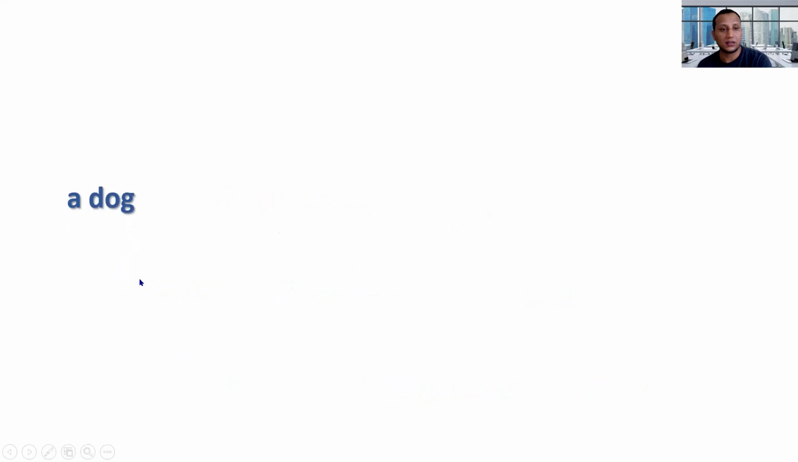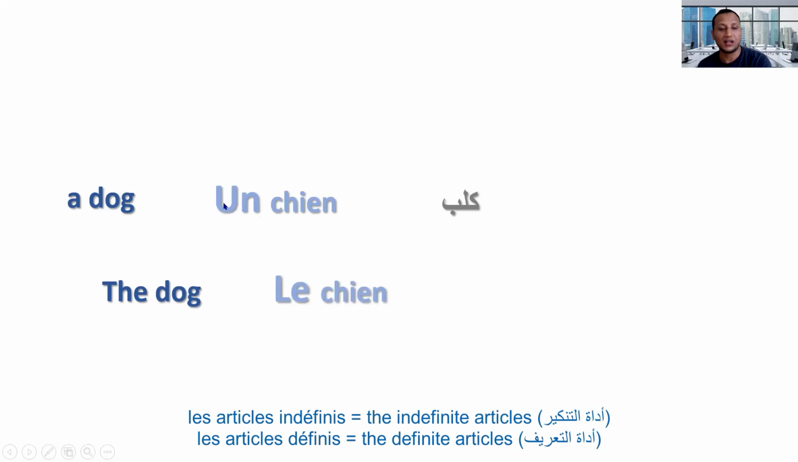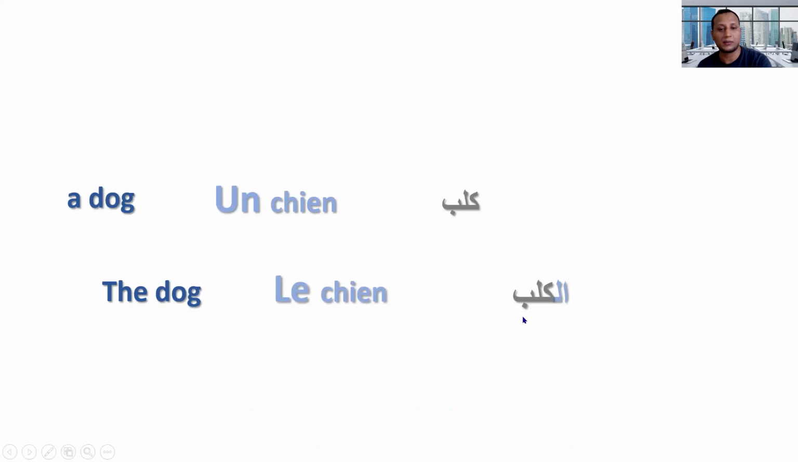Next, a dog. A dog is a masculine noun. Un chien. That's why we used an indefinite article for masculine nouns. كلب. The dog with a definite article, le chien. Okay, guys, in French, indefinite articles, les articles indéfinis, definite articles, les articles définis. ألف واللام التعريفية, الكلب. Next, plural, the dogs. Les chiens. In Arabic, الكلاب.